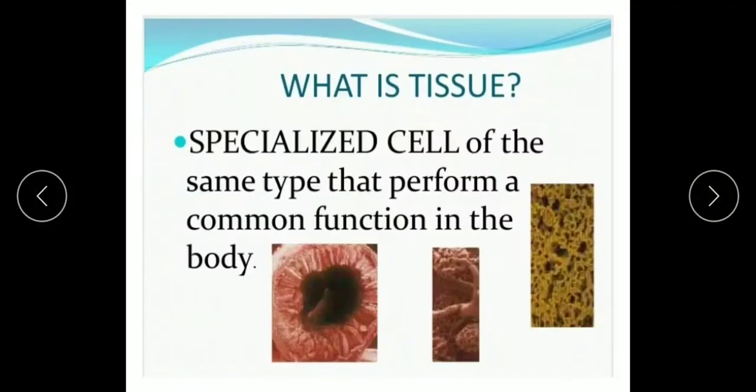So what is tissue? Specialized cells of the same type that perform a common function in the body. A tissue means specialized cells of the same type, similar cells, performing a common function. All the cells having a common function in the body are called a tissue.